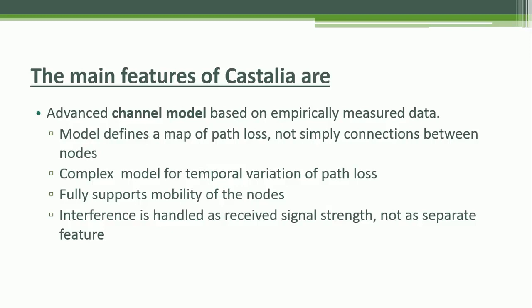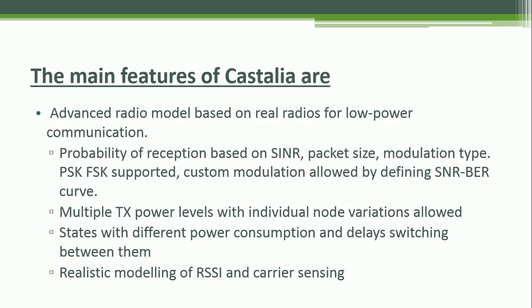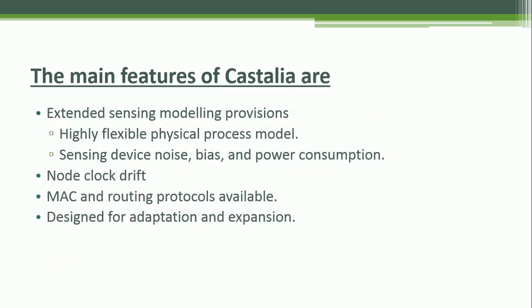Castalia's main features: an advanced channel model based on measured data, an advanced radio model based on real radios for low power communications, and extended sensing modeling also. Node clock drift, MAC and routing protocols are available, and it is designed for adaptation and expansion.